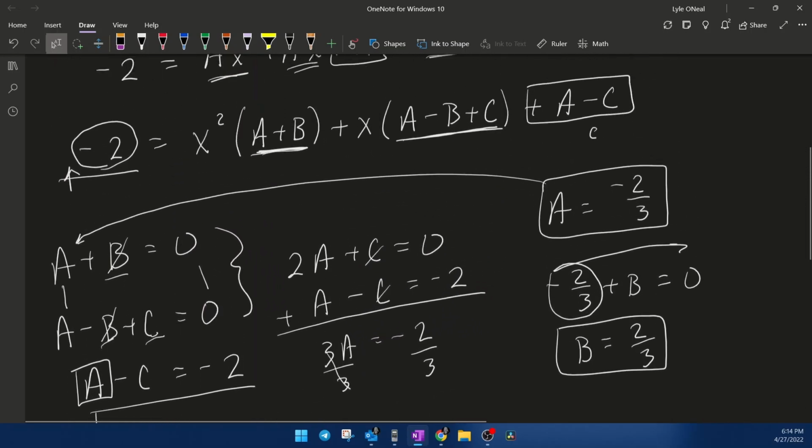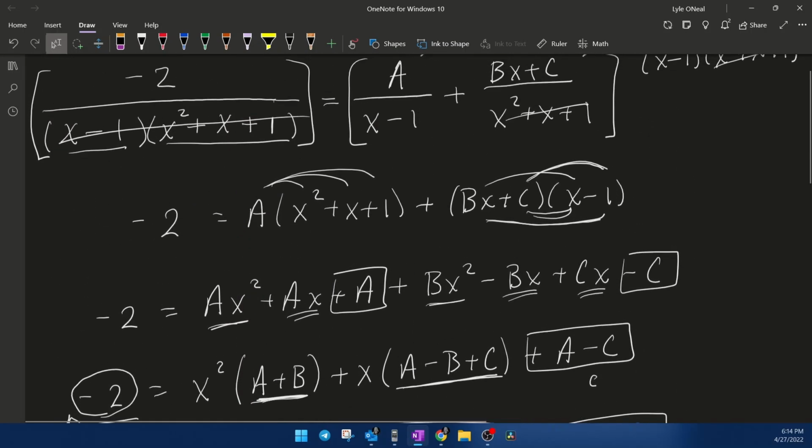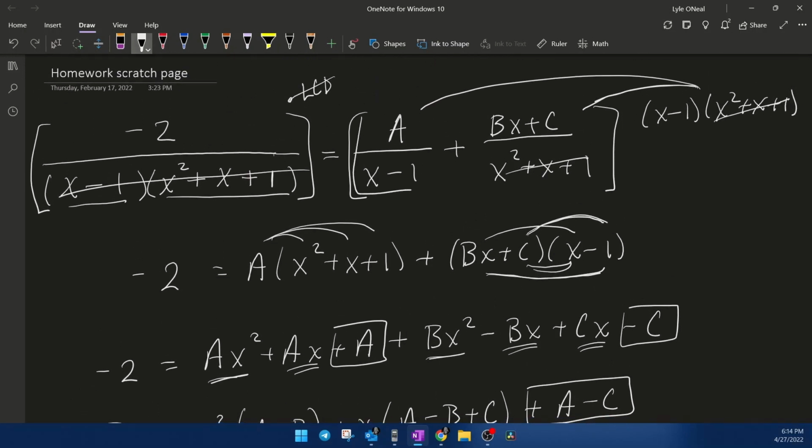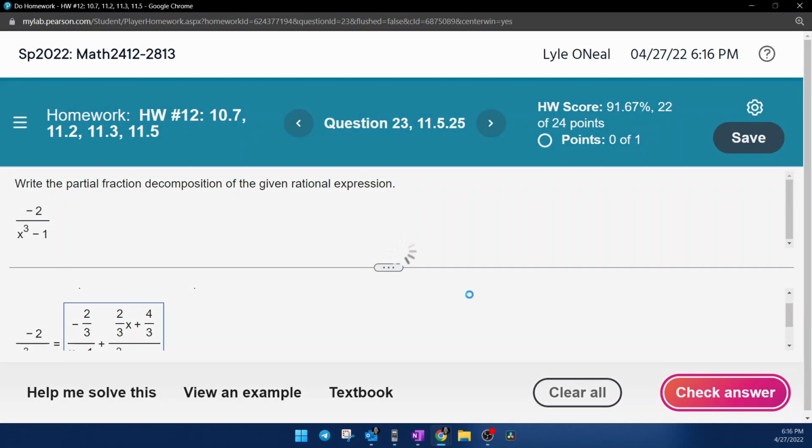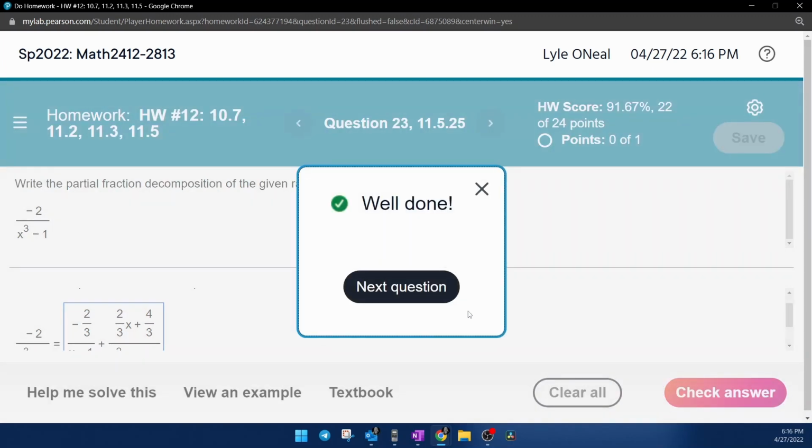And then once I know the values for a, b, and c, I can go all the way back up to the top, plug in for A, B, and C, and I'll have my partial fraction decomposition. All right, back in our MyLab math, I want you to notice that I have replaced A with the -2/3 that we got. That was A over x minus 1 plus bx plus c all over the quadratic factor. I've replaced A, B, and C with what we got. And that's going to do it for that particular problem.